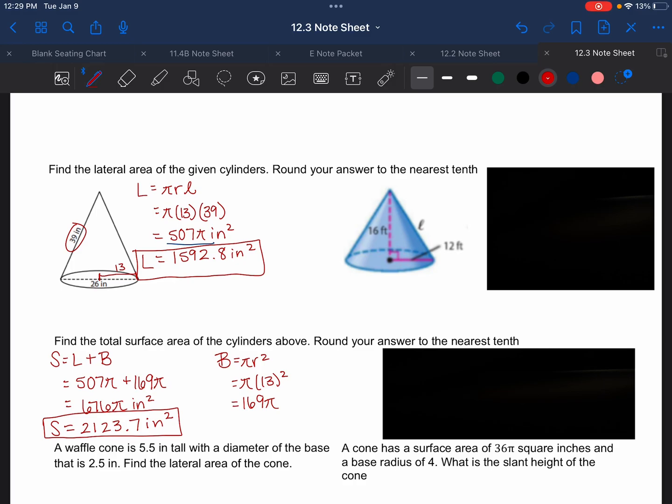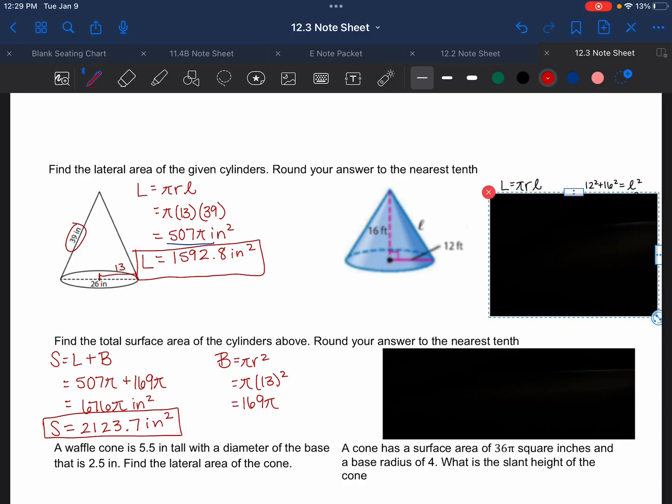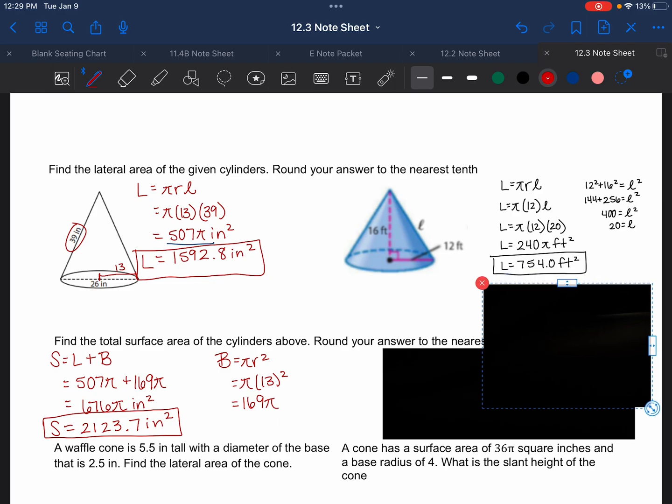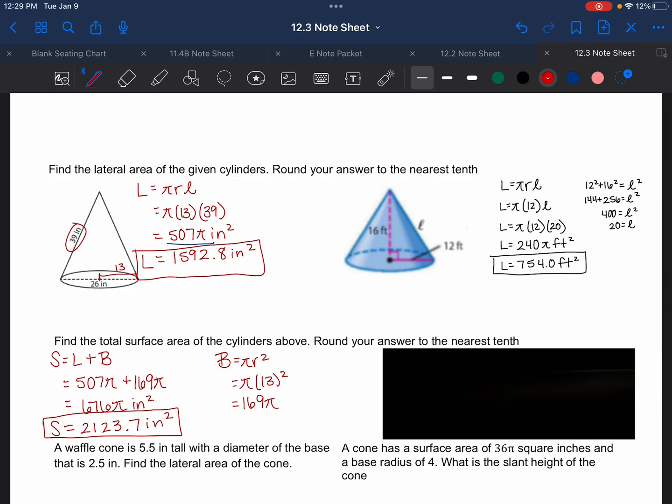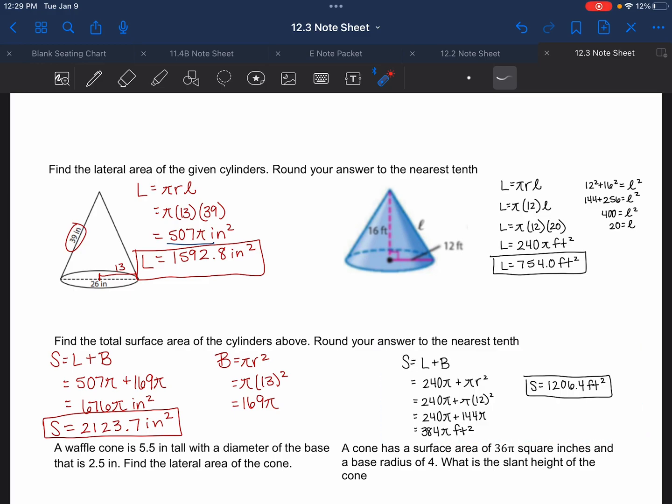All right, you will need to find your slant height here. To do your slant height for your lateral area, you'll want to use the Pythagorean theorem because you have a right triangle here. So you get that your slant height is 20. So you plug that into your formula and you get, in terms of pi, the lateral area is 240 pi, but it wants it to the nearest tenth, so our lateral area is 754.0 feet squared.